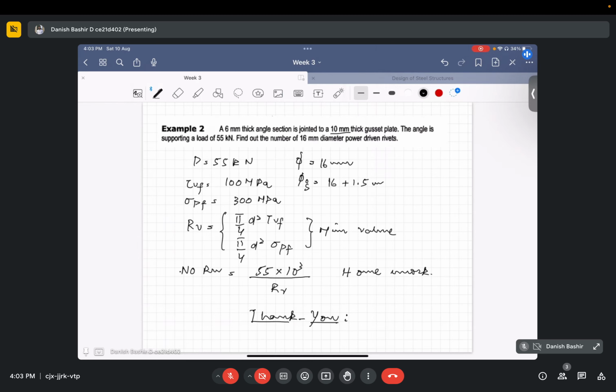I hope you enjoyed this session and you got the point regarding riveted joints. Today we saw the design of riveted joints, the types of riveting and all the other things, and the strength of the rivets in different cases.